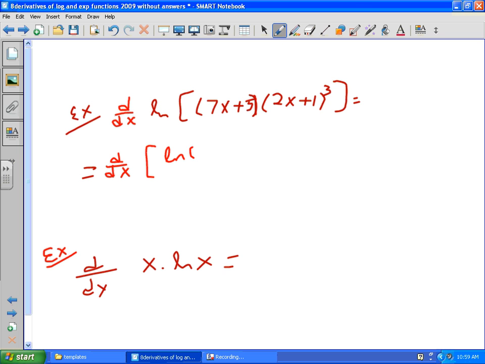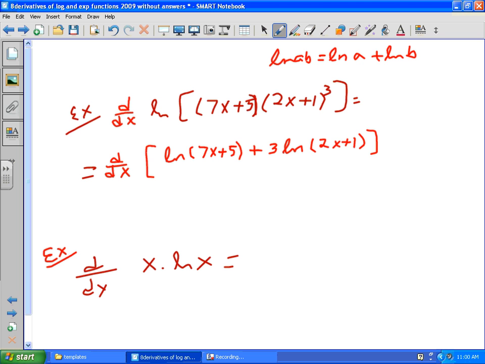ln of 7x plus 5, and then what? You have ln a times b. We know that's ln a plus ln b, right? So I should write this as ln a plus ln b. But as I'm writing it, the 2x plus 1 to the third, I might as well bring the power down and put it right here. Okay, let me see for a moment if you agree with this simplification. I did not use any differentiation here. Just algebra to simplify it.